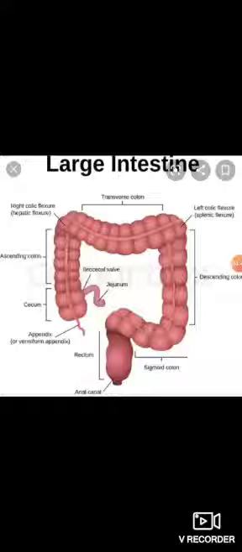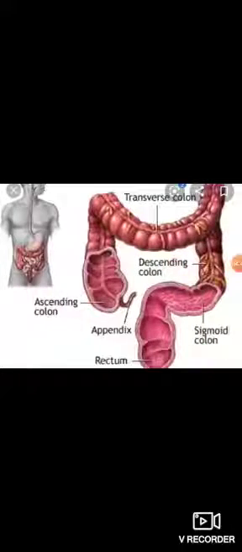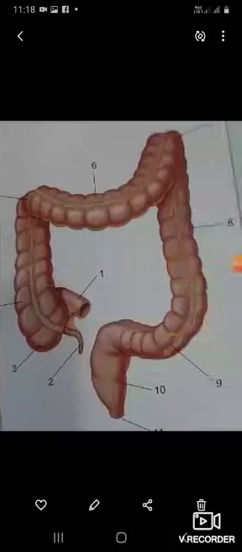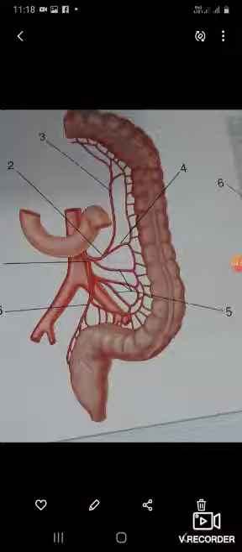Number 6, the blood supply to the colon is derived from the marginal artery. We can see in this figure where the blood supply is seen. Terminal branches from the marginal artery are distributed to the intestine as long and short vessels, vasa longa and vasa brevia. Vasa longa means long vessels and vasa brevia means short vessels.